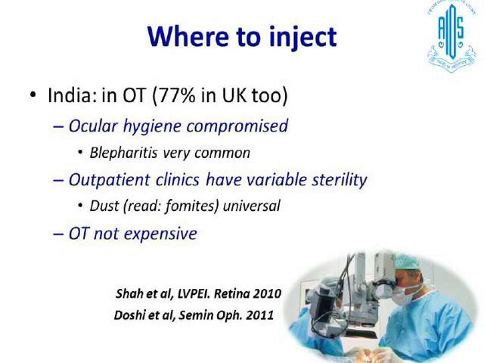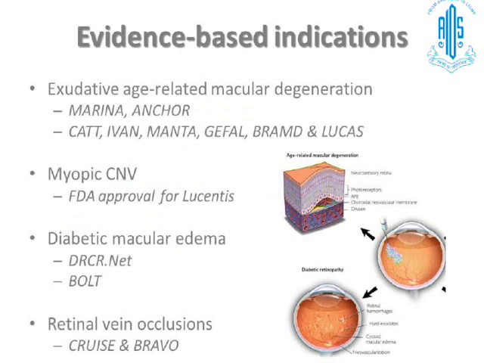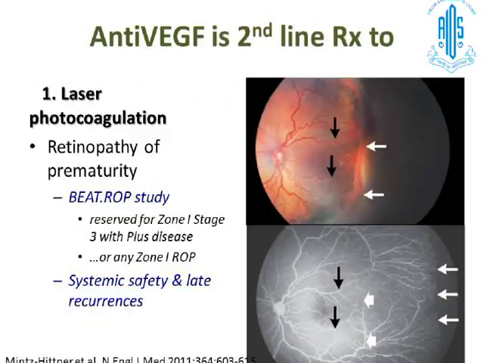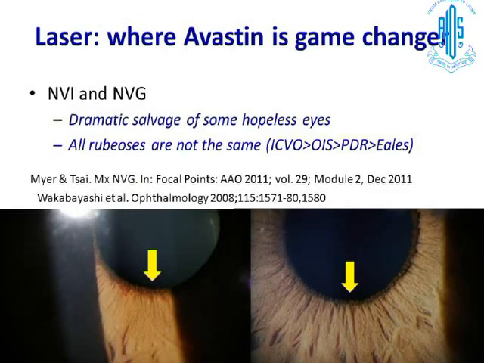OTs are not as expensive in India so far. The evidence-based indications have already been competently discussed. Anti-VEGF can be used as second-line treatment to laser photocoagulation, as the BEAT-ROP study has shown. This Dr. Jinder has just discussed, so I will not dwell on that. One of the areas where Avastin has been a game changer is rubeosis and rubeotic glaucoma. Dr. Jinder also talked about it.